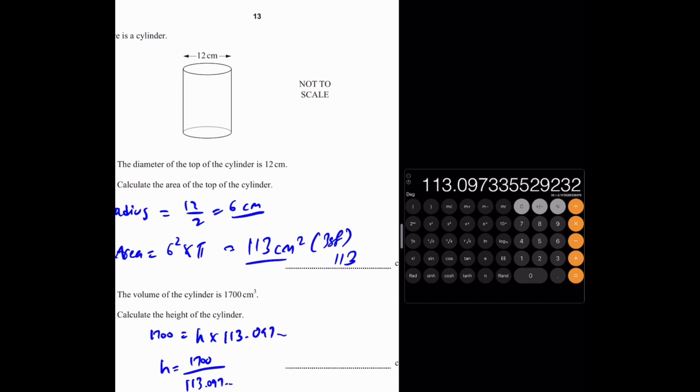I write that there as well. Now 1700 divided by 36 pi, that'll be equal to 15.0 centimeters to 3 significant figures. That's the answer.